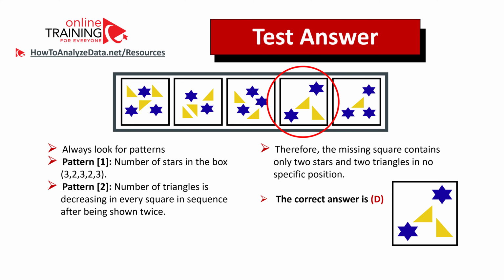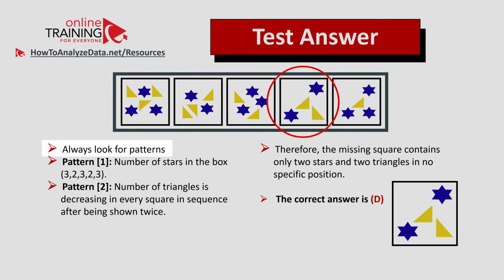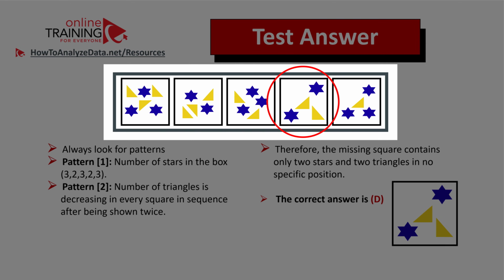I'm probably going to repeat myself again, but my advice to you is always look for patterns. There are 2 patterns present here, and both patterns involve the number of objects. The first pattern is the number of stars in the box. You see that the first box has 3 stars, then it goes down to 2 stars, then 3 stars again, then 2, so the next one is 3 again. So the missing object will definitely have 2 stars.